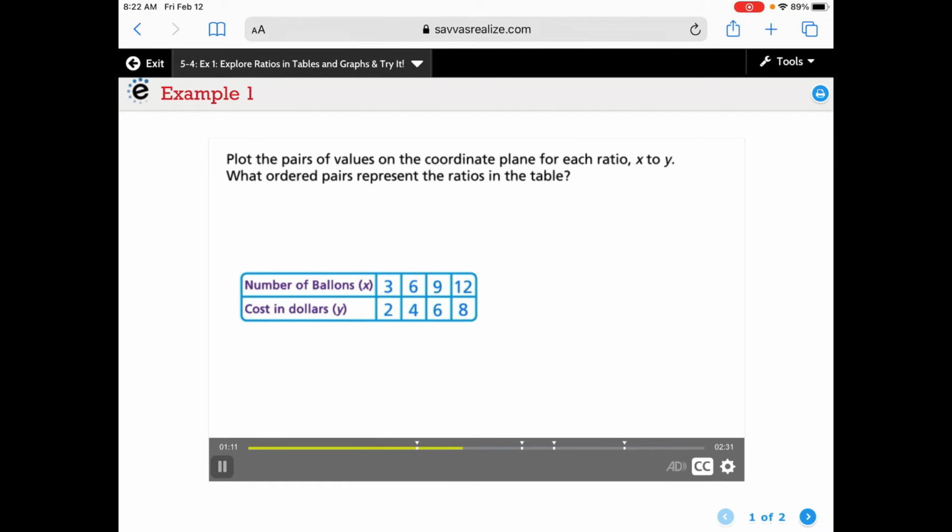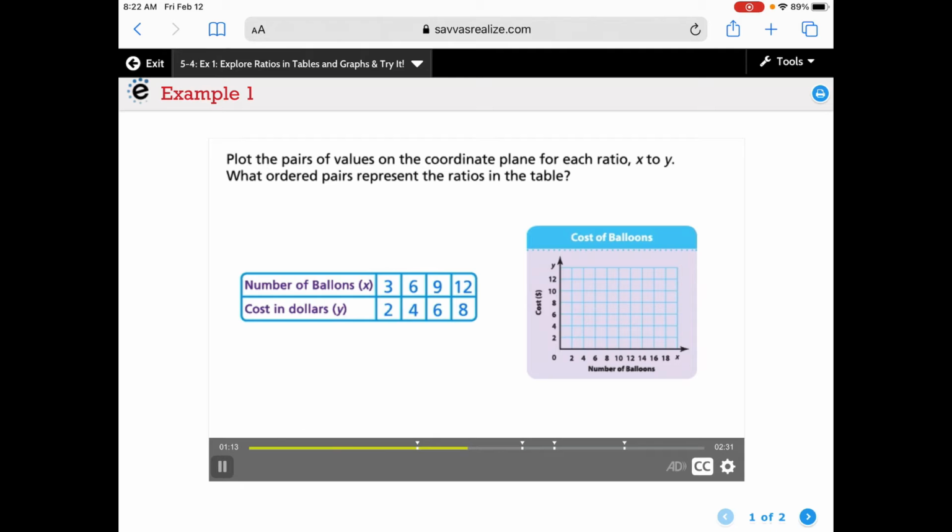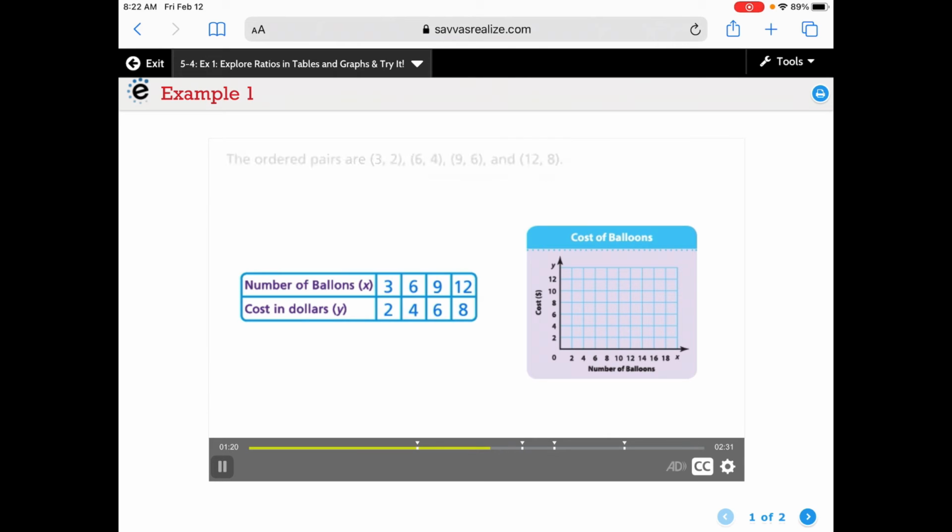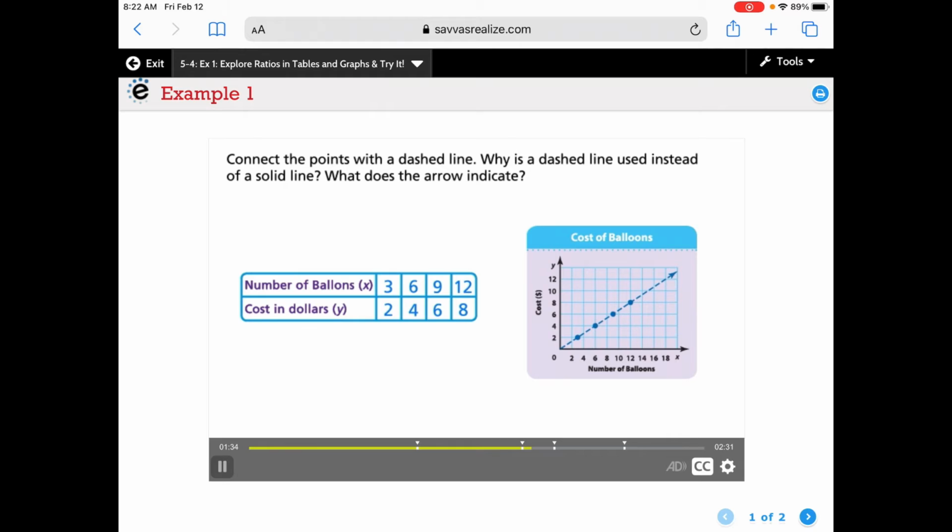All right, take note that the balloons are the X values, the cost is the Y values. Then now as we go to plot this, we go over 3, up 2 for the first one. All right, see how to do that. Here are our ordered pairs: 3, 2, 6, 4, 9, 6, and then 12, 8 would be our last one. All right, we'll connect the points. We should draw a dashed line. A dashed line is used instead of a solid line. And what do the arrows indicate? The arrow indicates that it goes on forever.